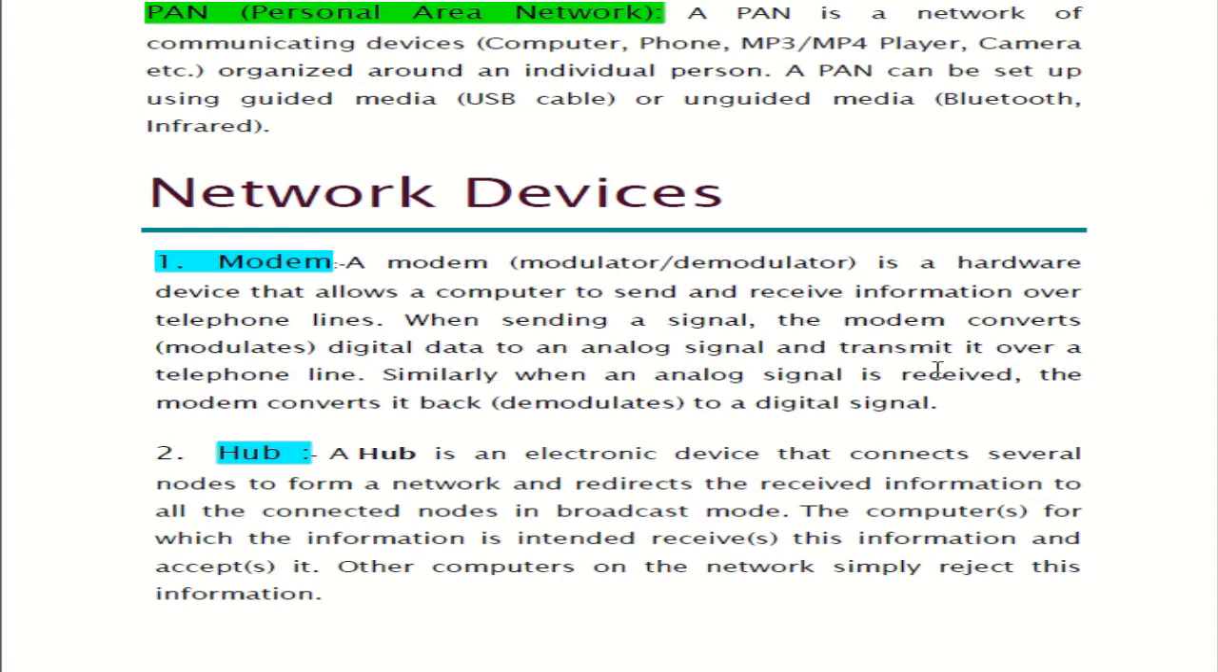Similarly, when an analog signal is received, the modem converts it back. That is known as demodulating to a digital signal. Next is your hub. A hub is an electronic device that connects several nodes to form a network and redirects the received information to all the connected nodes in broadcast mode. The computer for which the information is intended receives and accepts it. Other computers on the network simply reject this information.